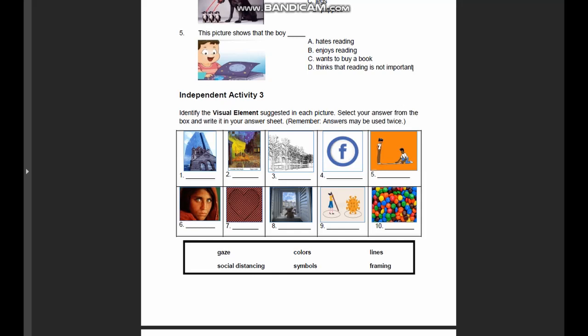Next, number 2. What does this image suggest? It is an image of a road. Number 3. The third picture is a sketch of a building. What does it suggest?